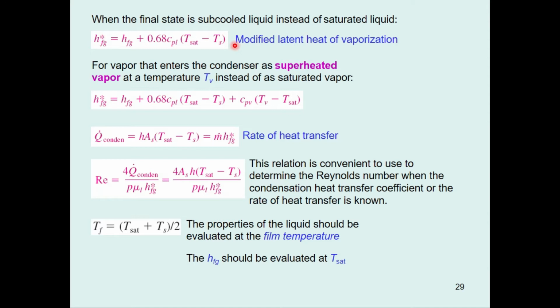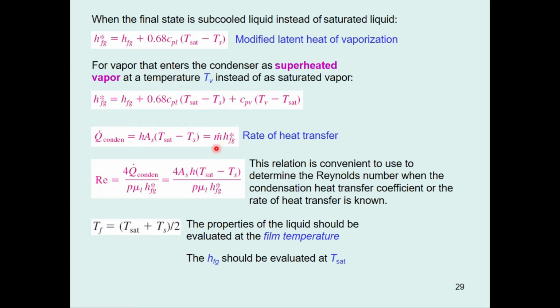This is the formula we use when the vapors are saturated vapors. We just convert it into the liquid, and we use this modified latent heat of vaporization. If the vapors are superheated vapors, we have to use this formula for the modified latent heat of vaporization. For the determination of the heat transfer, we have to use this formula. The rate of condensation is given either by this formula or by this formula.